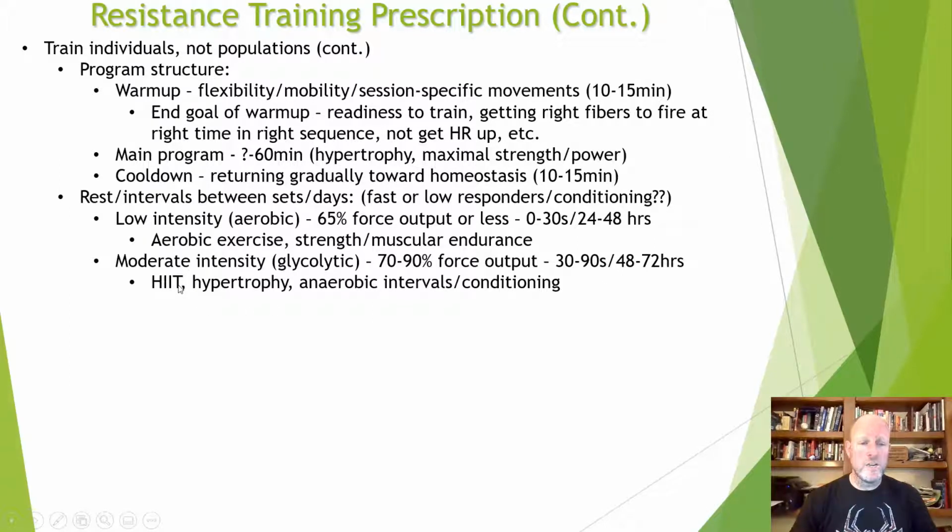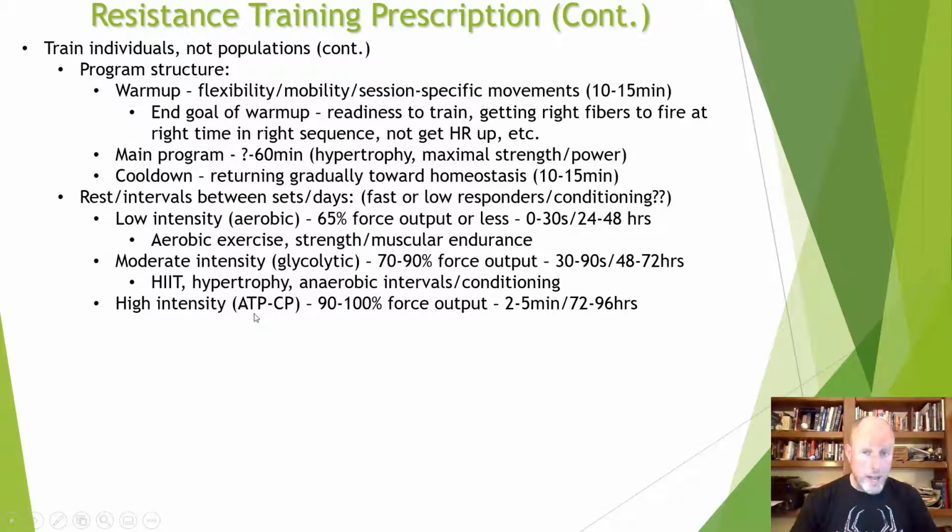And then high intensity interval training, hypertrophy, anaerobic intervals and conditioning, all that kind of stuff is in that moderate range, or moderately high if you want to call it, okay? We can argue the moderately high, there's kind of a crossover in here, right, with some of the stuff into the high intensity. Unquestionably true. High intensity, we're talking about ultra high intensity, maximal, near maximal types. High intensity ATP, CP, 90 to 100% force output, 2 to 5 minutes rest, because in 2 minutes, you're getting back pretty much all your creatine phosphate.